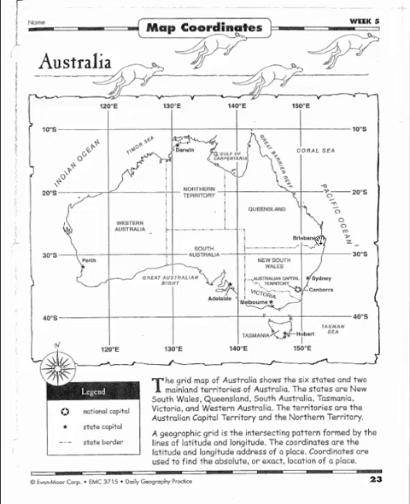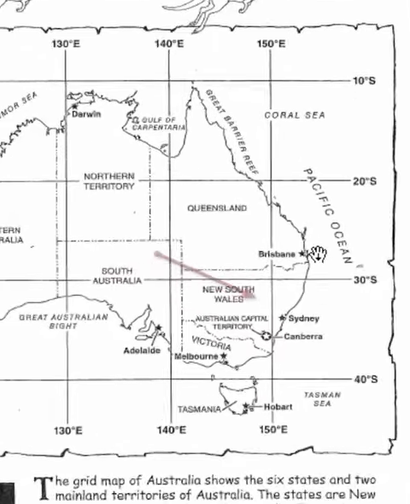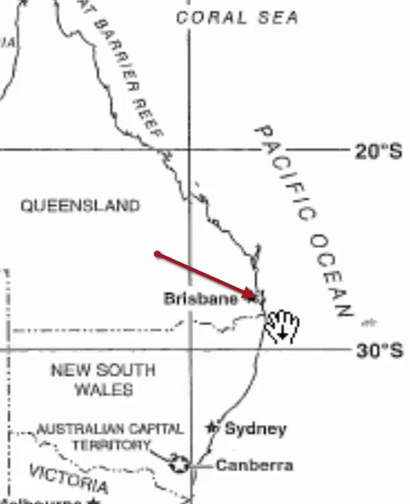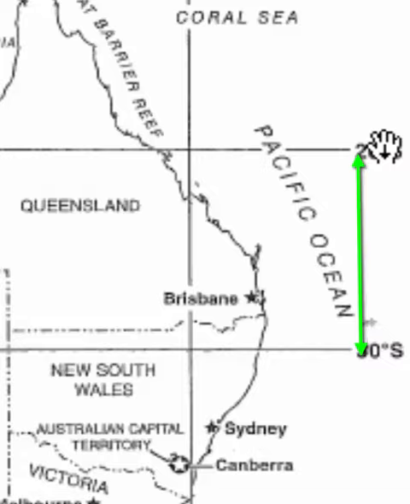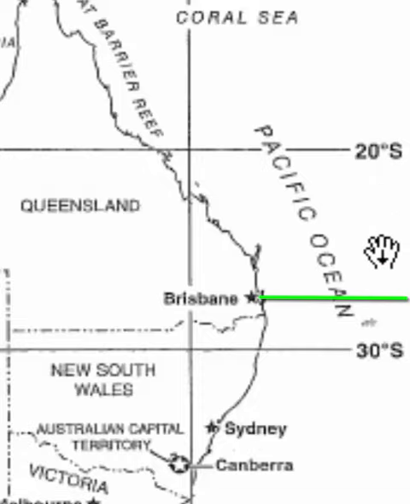Let's take a look at Brisbane for just a second. Brisbane is located right here. We can see that it is in between 20 degrees south and 30 degrees south, lines of latitude, I should say, not coordinates. So it's in between both of those, but I also noticed that it's closer to 30. So my location there should be maybe a 27 or 28 degrees south latitude for Brisbane.